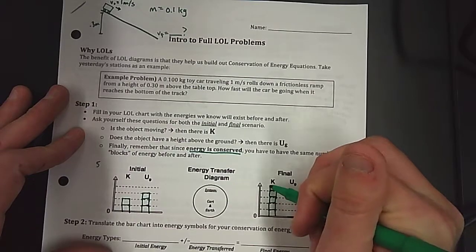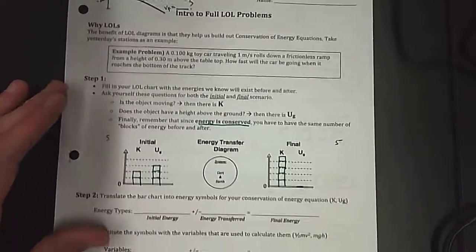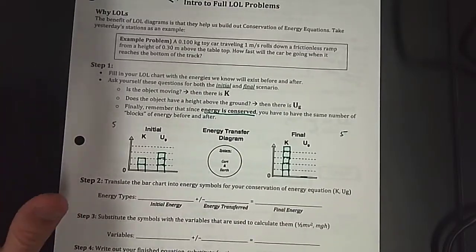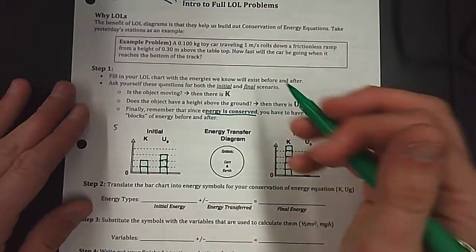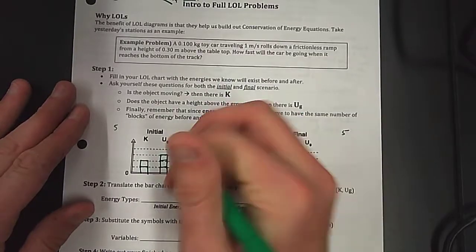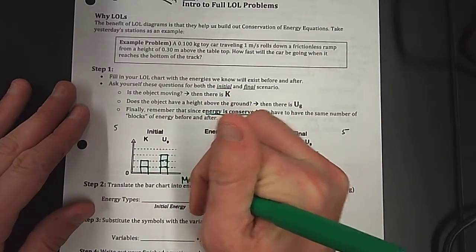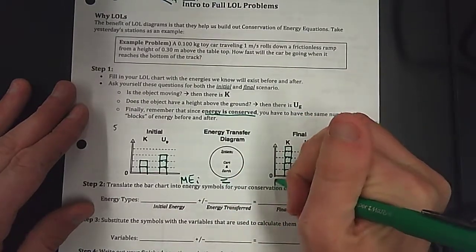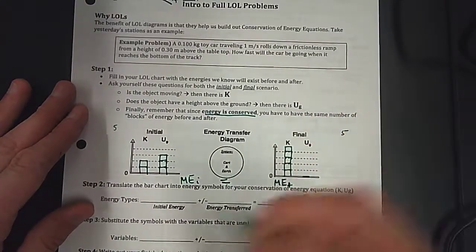So I'm going to draw 5 blocks for kinetic energy. All right, now the whole purpose of making these LOLs is to help us make an equation. So in general, our, let's say, mechanical energy initially, there's not a lot of space for this, is going to be equal to our mechanical energy at the end.